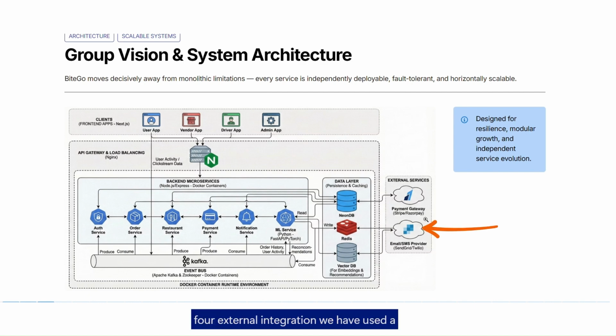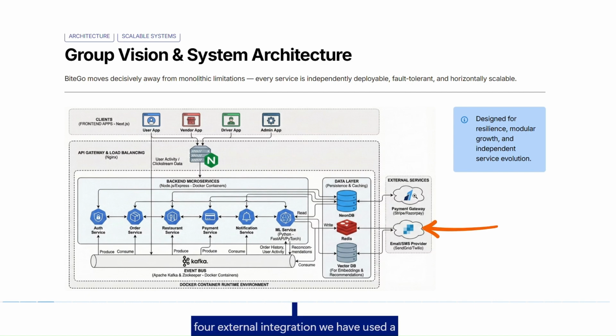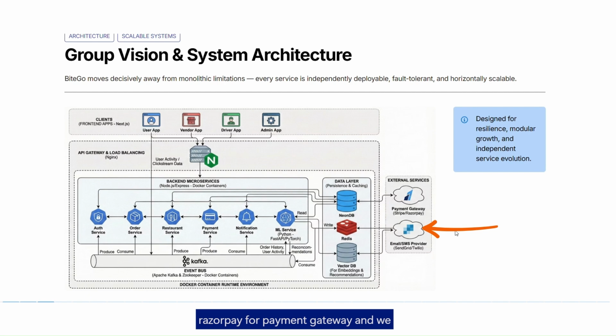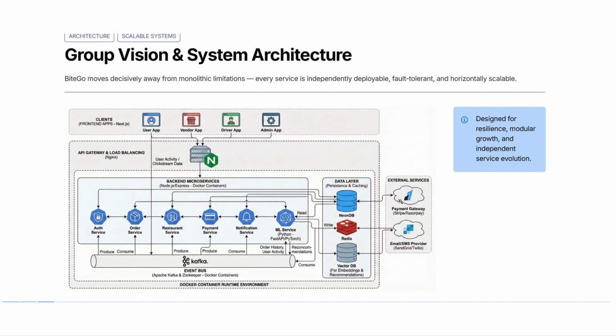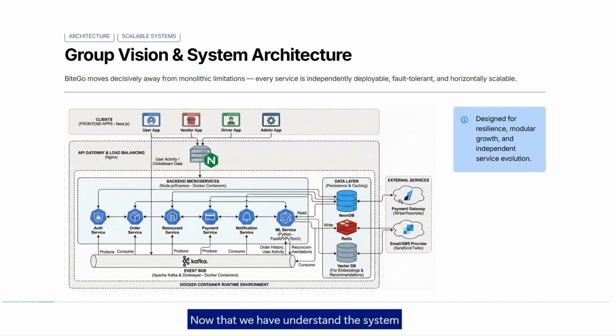For external integration, we have used Razorpay for the payment gateway, and Nodemailer for mailing services. We have also used backend cron jobs to automate scheduled tasks and backend operations. So this architecture allows BiteGo to remain modular, scalable, and efficient while handling different platform operations. Now that we understand the system design, let's move to the live demo.